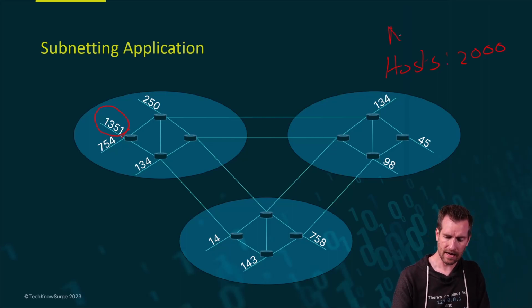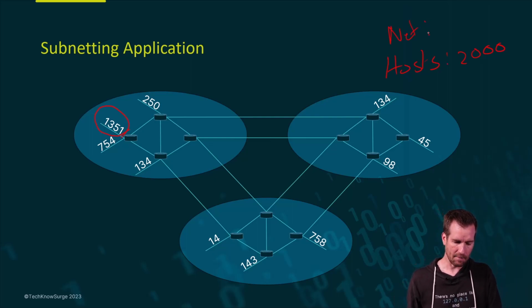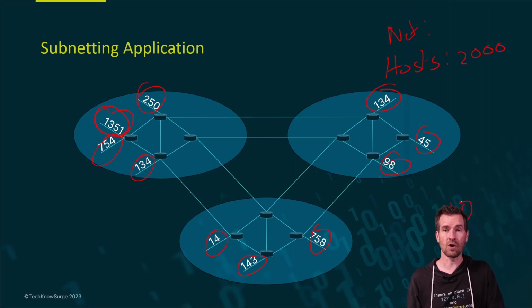Let's take a look at how many networks we need. So how many networks we need, we count them up. We've got the end user device or the access network. So 1, 2, 3, 4, 5, 6, 7, 8, 9, 10. So there's 10 of those right there.